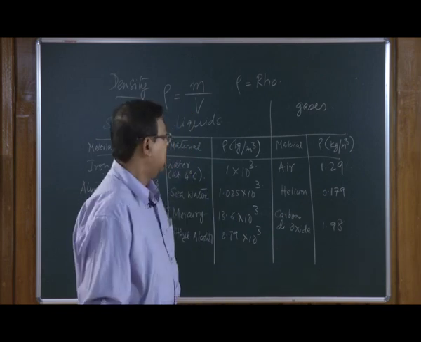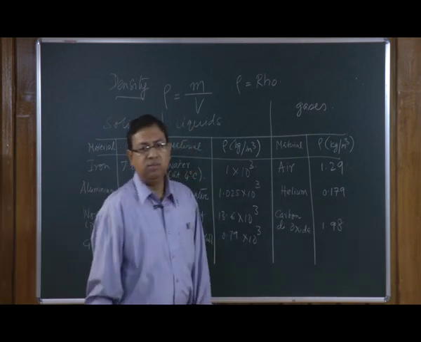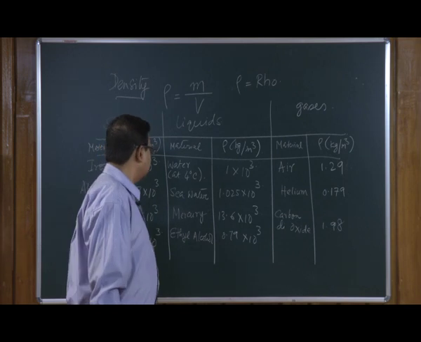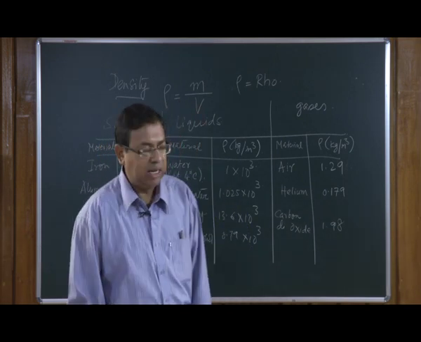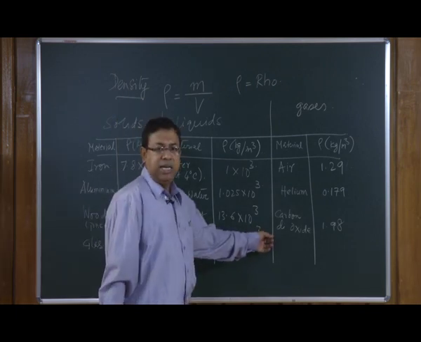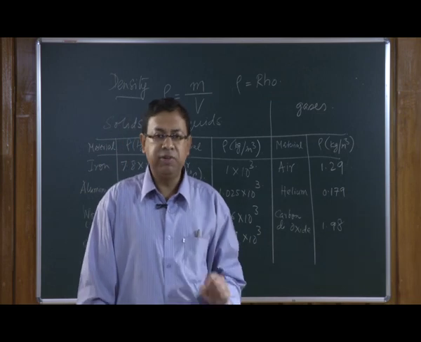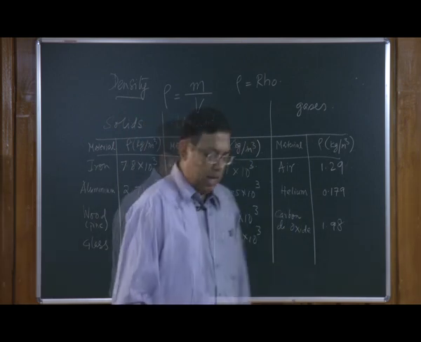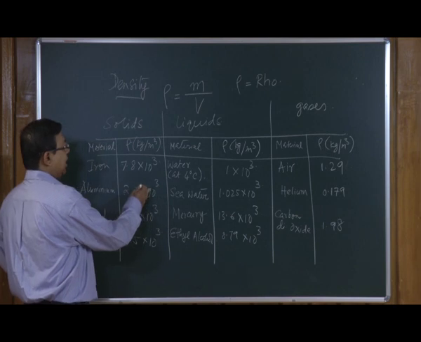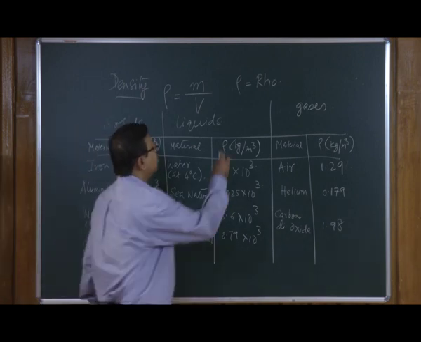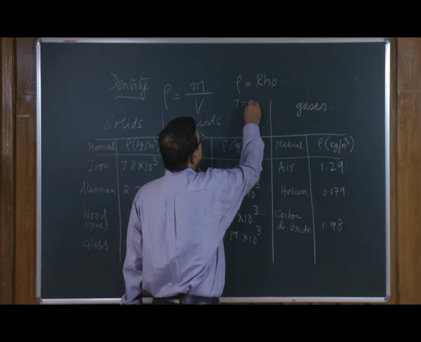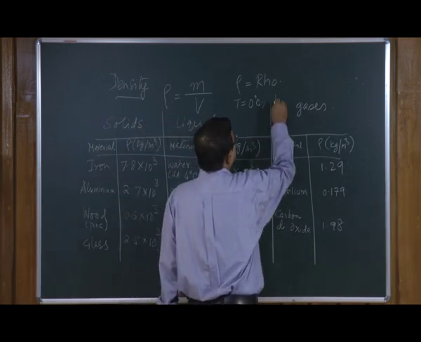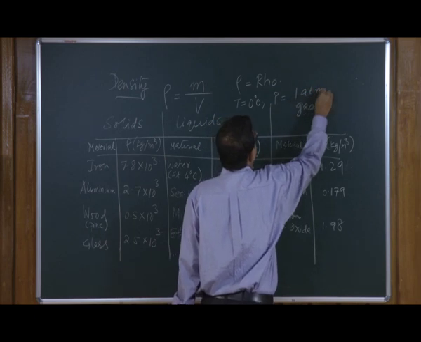So, you see that the gases have a density which is very less in comparison to the solids and the liquids, three orders of magnitude less. And this, as we have discussed, is due to the negligible force of attraction between the atoms or the molecules that constitute these gases. And all these values are quoted at a temperature equal to 0 degree centigrade, which is 273 Kelvin, and a pressure of 1 atmosphere.